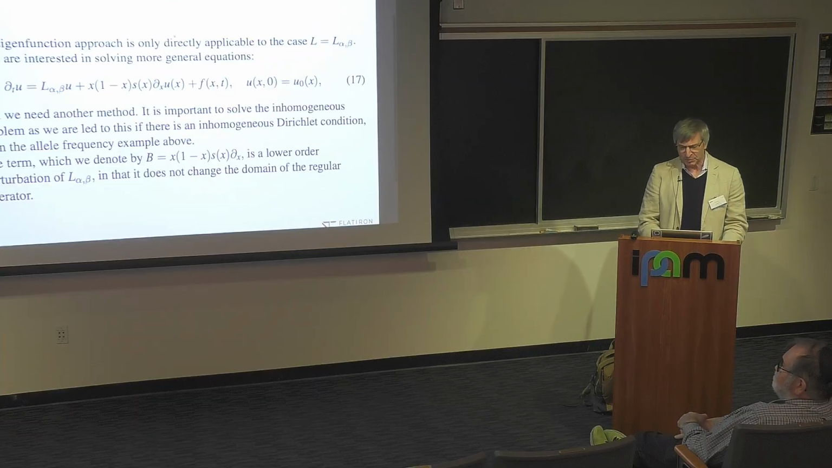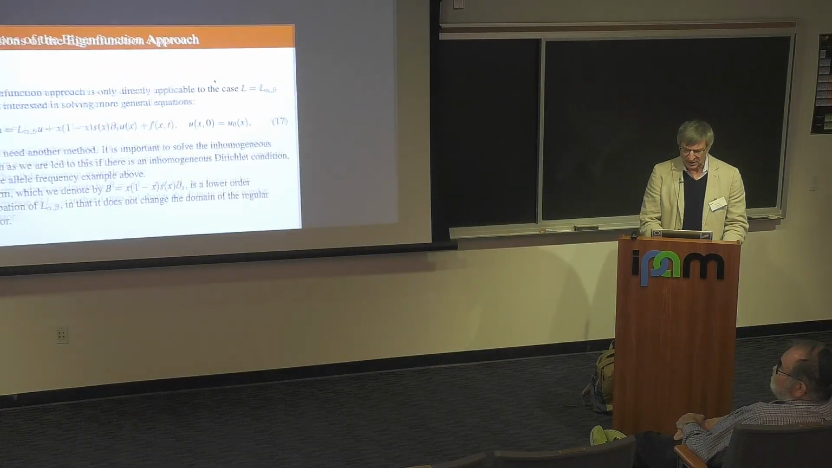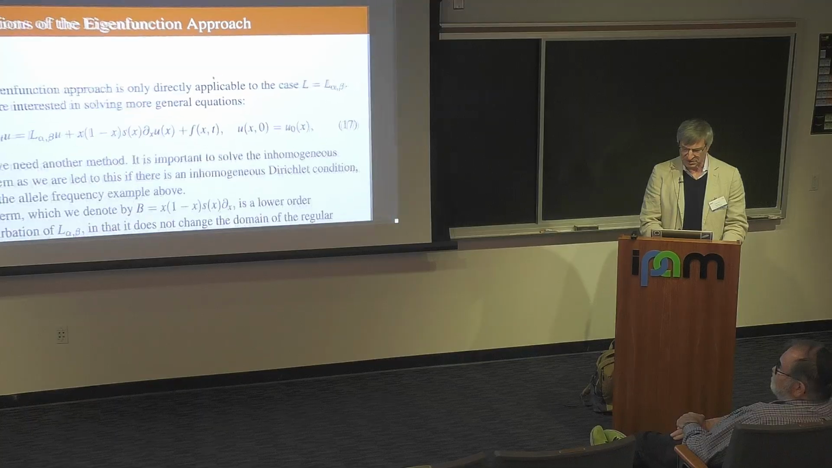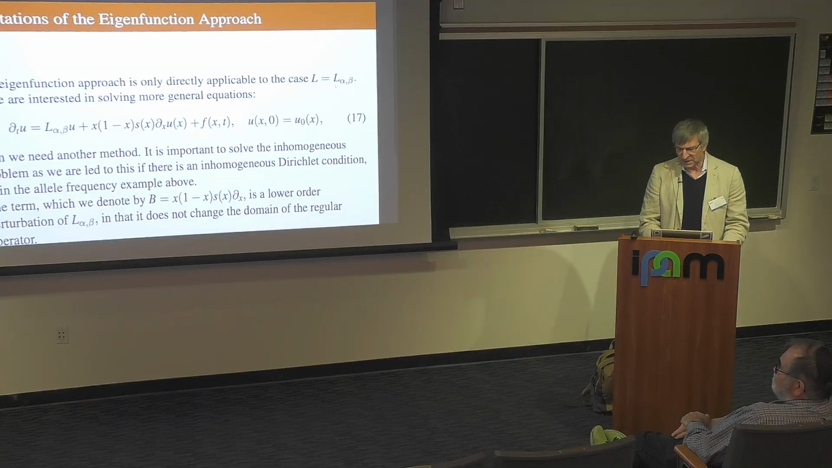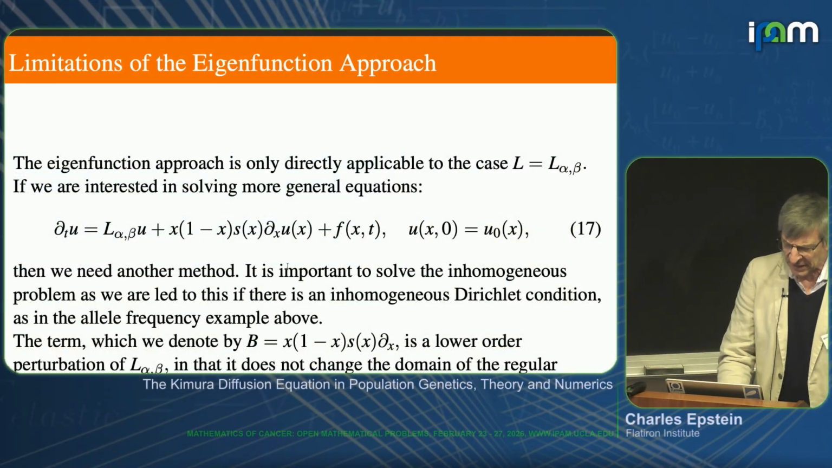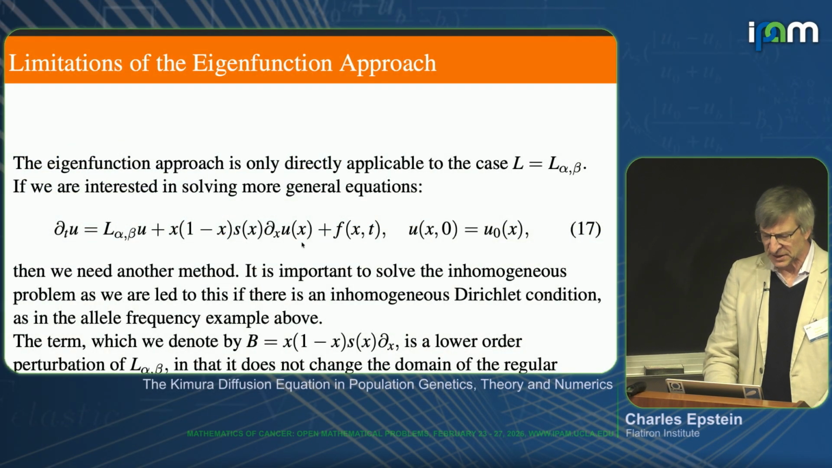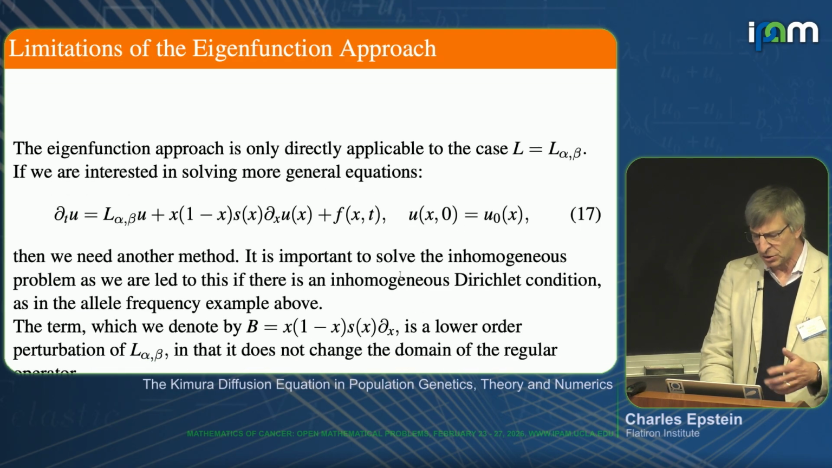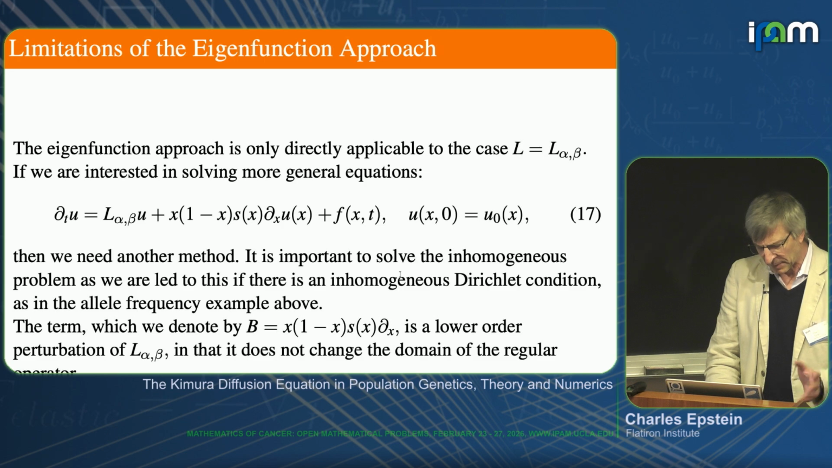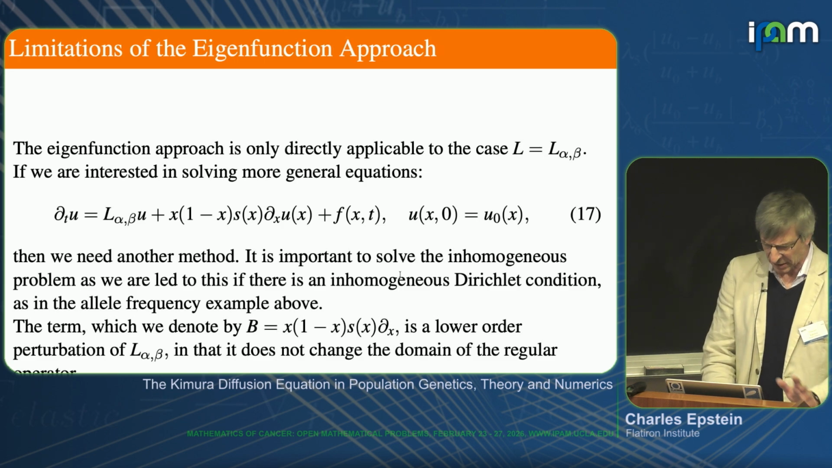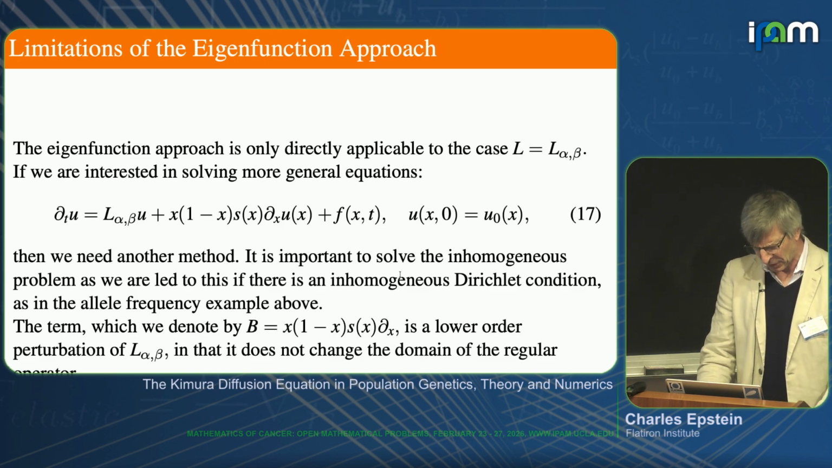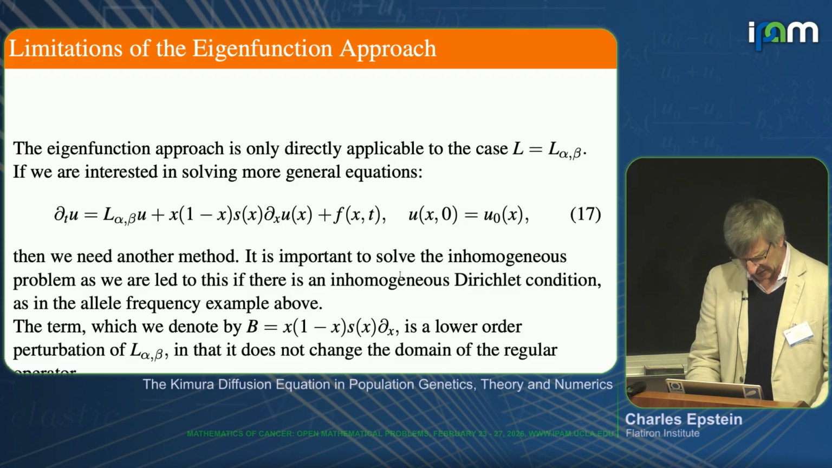Okay, so the eigenfunction approach is only directly applicable to the case of the operator L alpha beta with no selection term. If we want to include selection, or if we want to have an inhomogeneity here, we need to use some other method. And what I'm going to talk about for the next few minutes is other methods for doing it if you can't use eigenfunctions exactly.